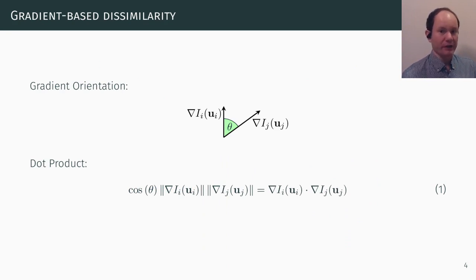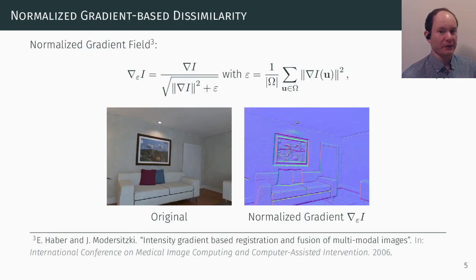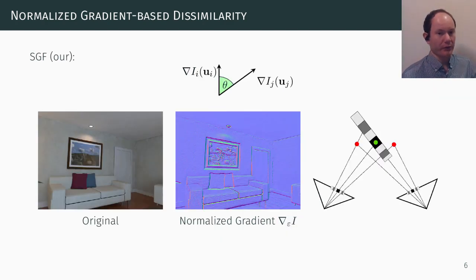Standard vector normalization would amplify noise, as such we base our work on the normalized gradient field by Läbe and Modesitsky. We regularize the image gradient by the mean squared gradient magnitude. Simply using the dot product on the normalized gradient field is insufficient, since it would draw weak gradient regions to match with strong gradients, thus skewing, for example, depth estimates.